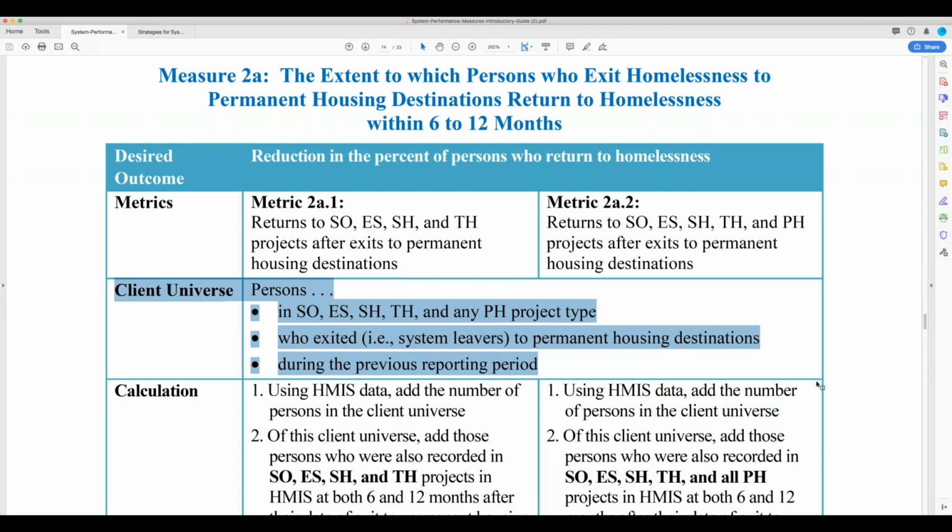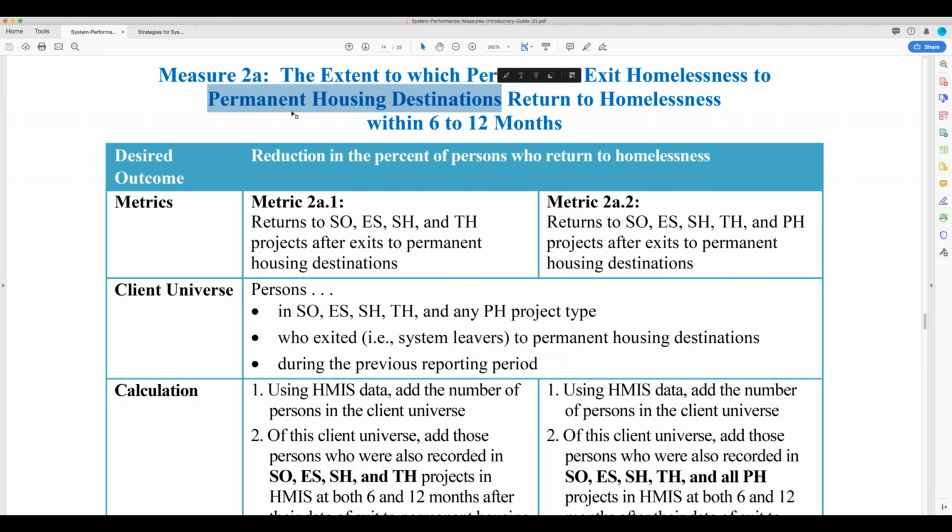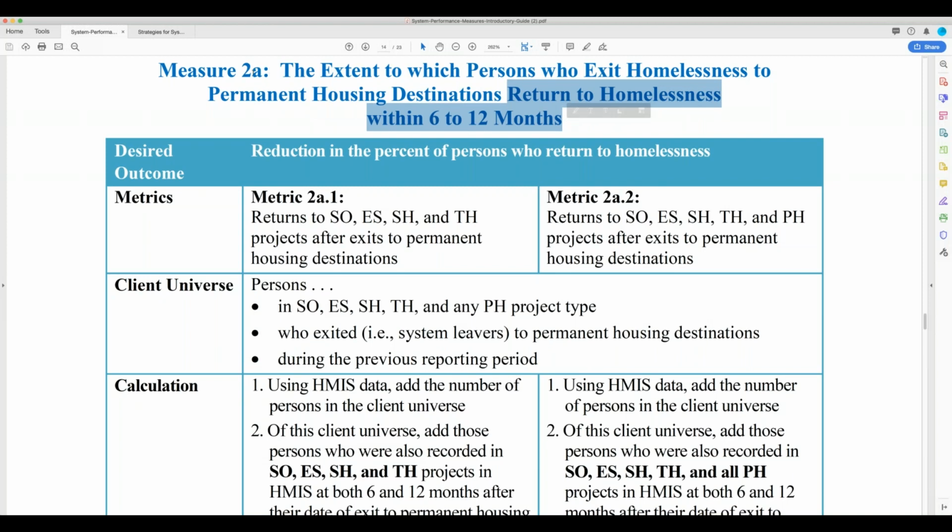Measure 2: extent to which persons who exit homelessness to permanent housing return to homelessness. We went over this last time. These are folks who at one time in the past 24 months, the past 2 years, had come into homelessness, and then had a permanent housing destination. They had already been discharged from homelessness into a permanent housing location, but then they returned to homelessness within 6 to 12 months. This is measure 2A. Measure 2B goes up to returning in up to 24 months.